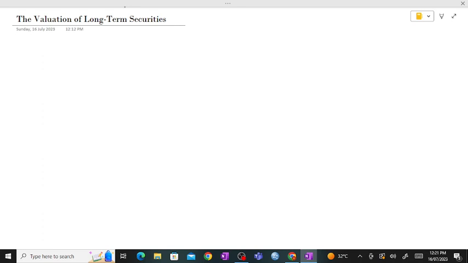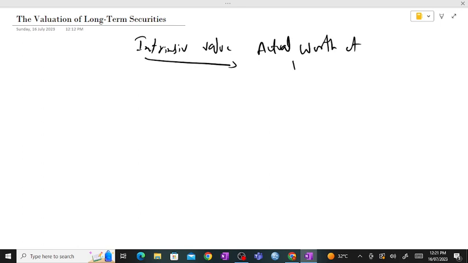What are we going to find? We are going to find the intrinsic value, or this is known as the actual worth of the bond. Okay. Now, let me solve one question. Then you will get a better idea of what the actual worth of the bond is.